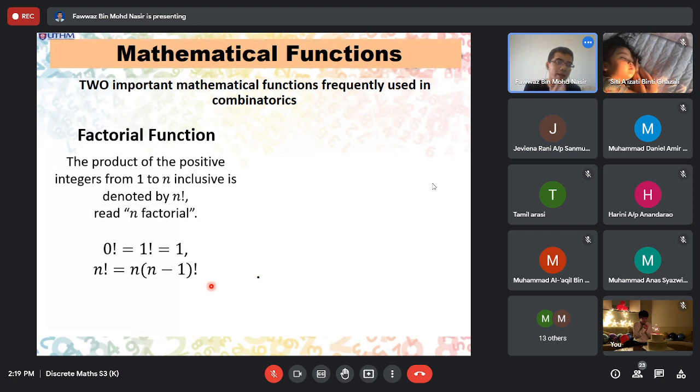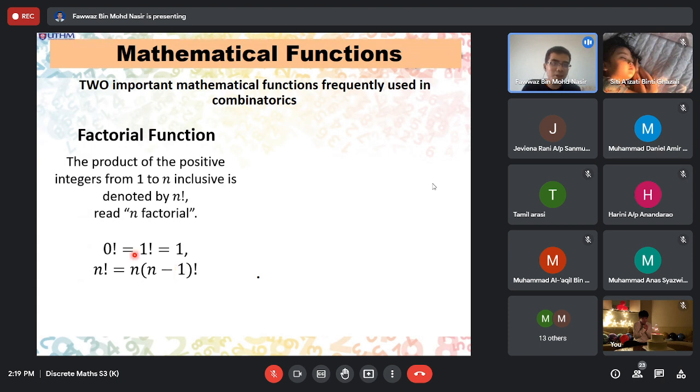So from that number, from that n value down to the number 1, dia akan multiply each of the numbers. Okay. So this one is the factorial function. So kita boleh nampak kan, dia actually sort of simplify cara kita tulis number berkenaan.